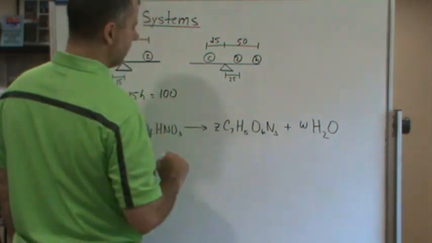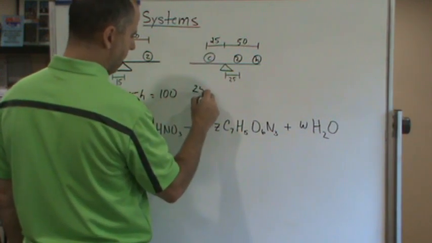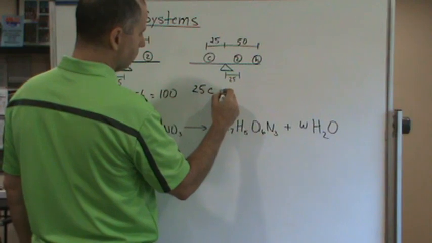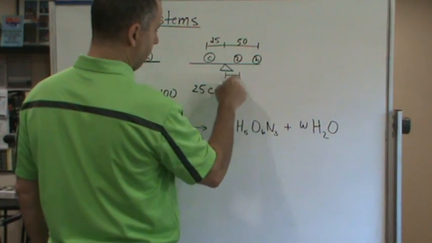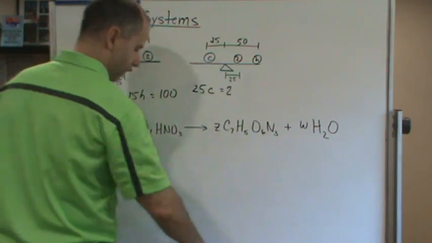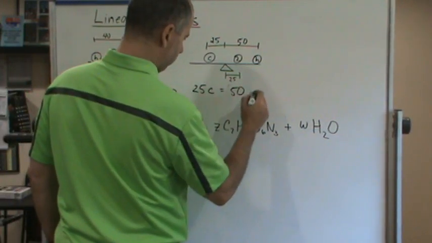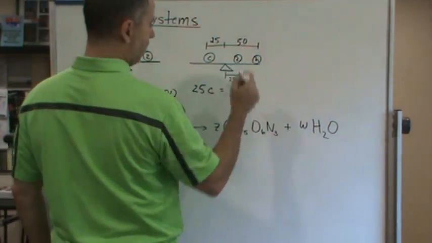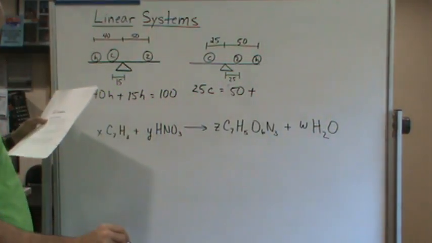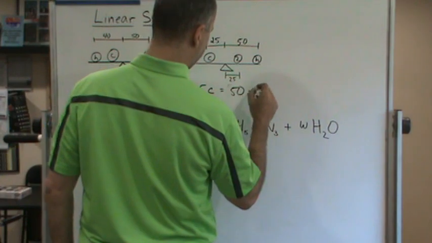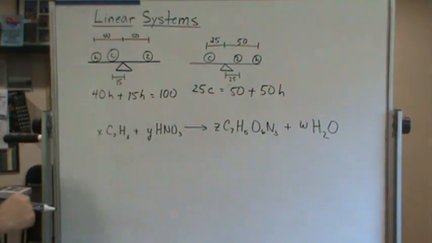Now if we go over here and look at this situation, we do the same thing. So we take c times 25, so 25c equals what? 2 times 25, which is 50, plus h times 50. Is that right? Hold on. Yeah, that's right. Let me make sure I have my numbers right. So 50 times h. Oops, hold on.